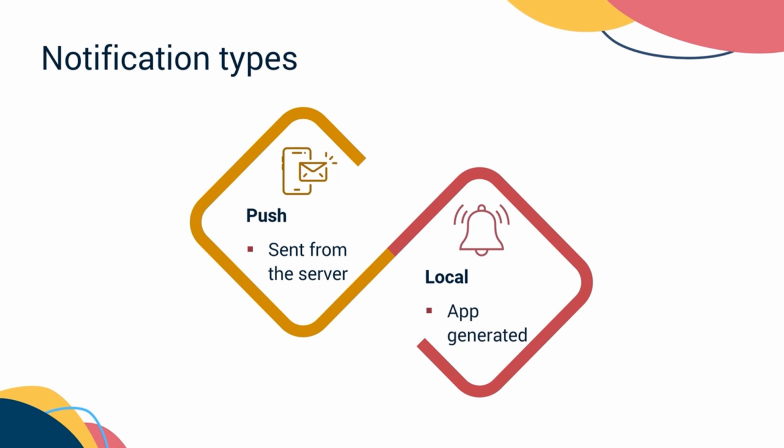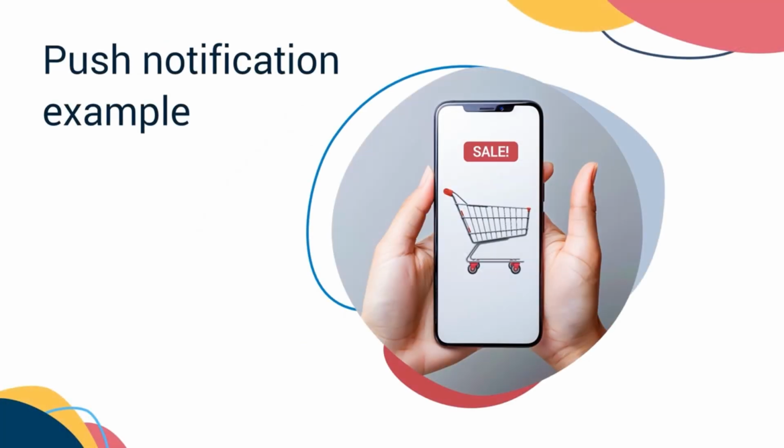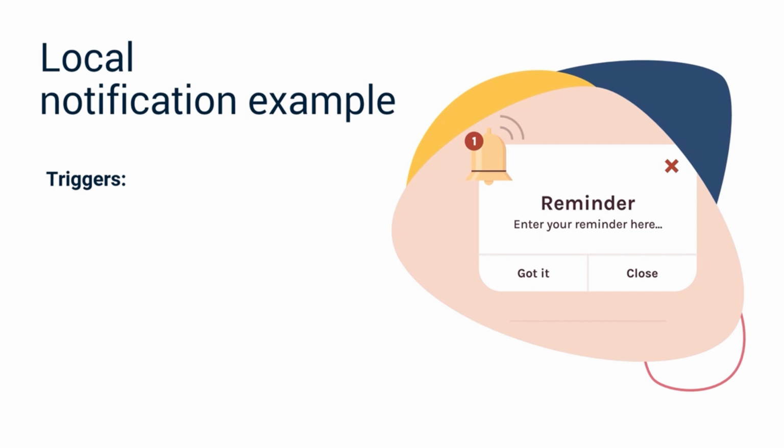Local notifications are also based on certain conditions or rules, but the app generates these messages. Consider a shopping app that sends users a push notification alerting them of a flash sale on their favorite products. This message grabs their attention and creates a sense of urgency, prompting them to open the app and make a purchase. You can trigger local notifications based on the user's interaction or at a specific time.